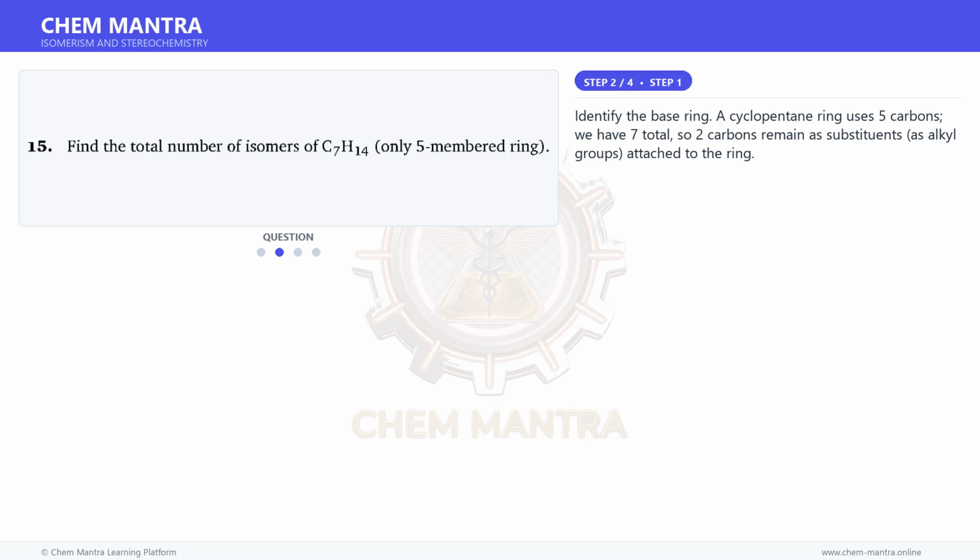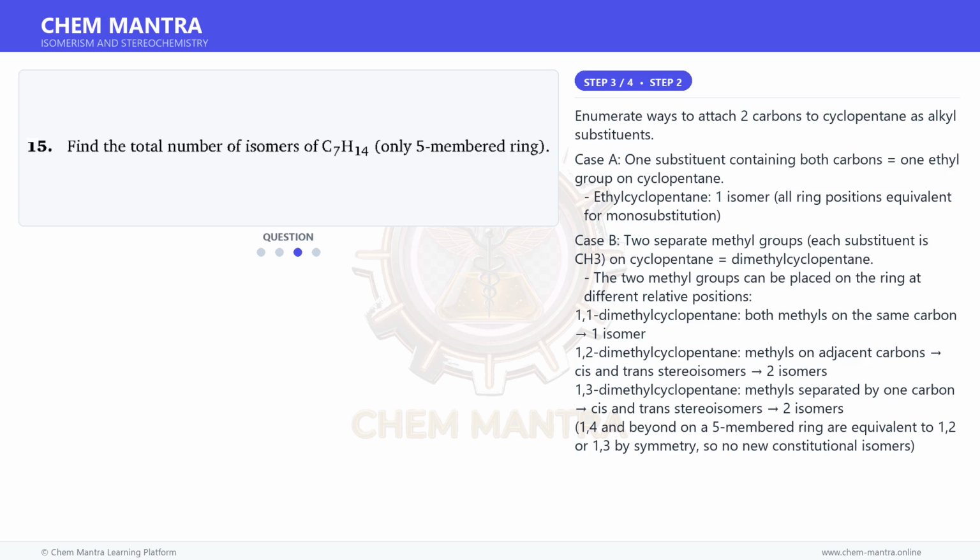Identify the base ring. A cyclopentane ring uses 5 carbons, we have 7 total, so 2 carbons remain as substituents, as alkyl groups, attached to the ring. Moving on to the next step.